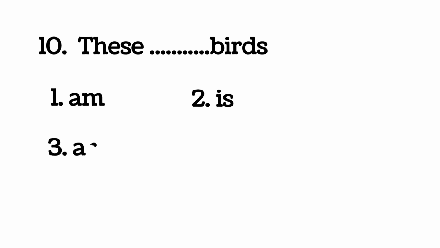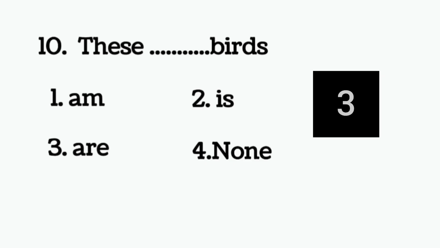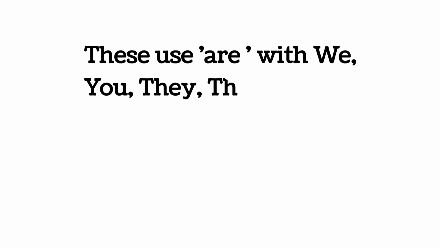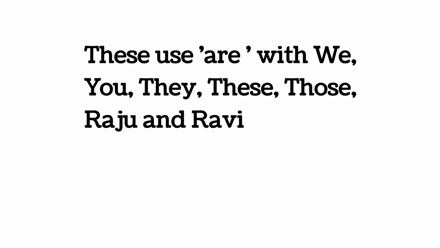These dash birds. Am, is, or none. These are birds. We use are with we, you, they, these, those, Raju and Ravi.